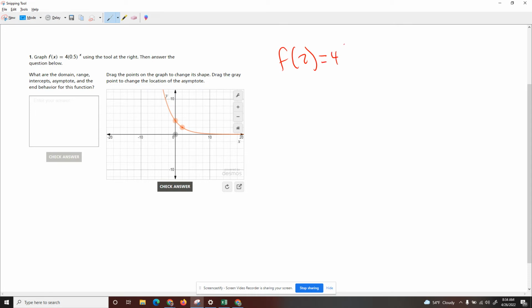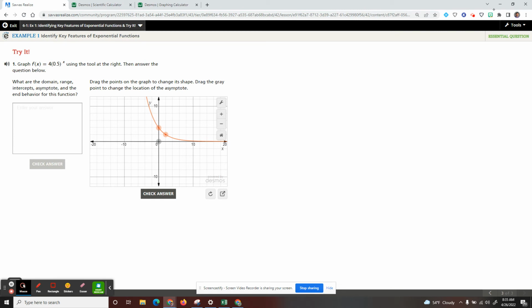So then you'd have 4 times 0.5 raised to the power of x. When we're evaluating for 2, that means the exponent is now 2. So 1/2 squared is 1/4, and 4 times 1/4 means you're going to end up with 1. So the ordered pair would be x is 2, y is 1. We're going to have to move that point down, because right now it's at 2, 2. We're going to move it down to 2, 1. So right about there.